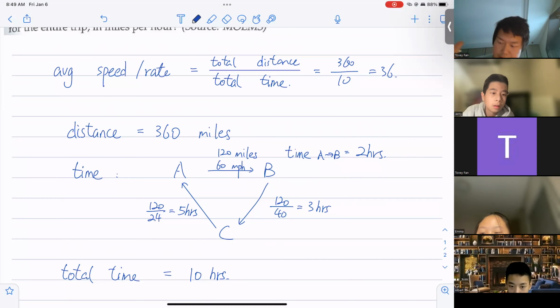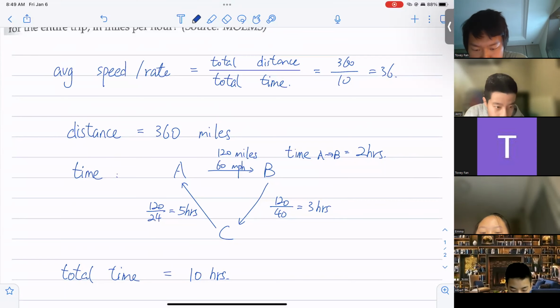So if you see a question says someone took a break, someone ate a meal, and they spend some time doing that, those times will be counted in the total time. Okay, so always find the total distance divided by the total time. Does that make sense, Terry? Yeah. Great. The next problem I believe will be 749.